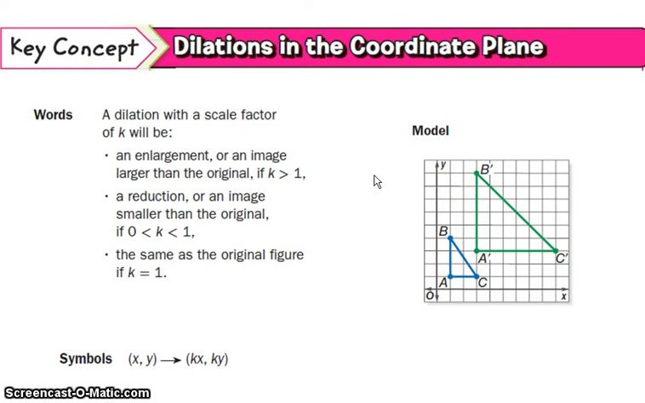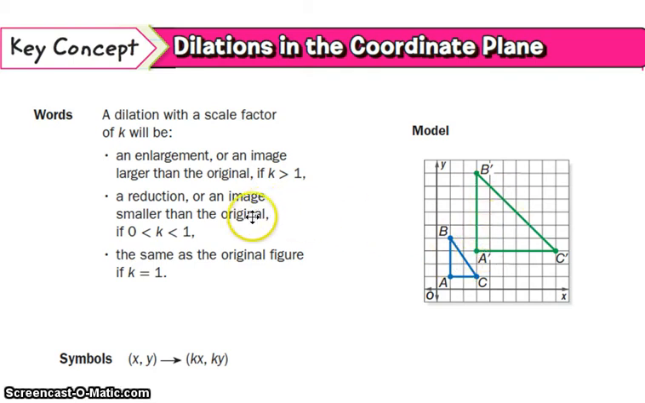So when they give you a specific scale factor, they will tell you what you have to do to make it bigger or make it smaller. They represent this scale factor by using the letter K. So an enlargement happens when your K, or your scale factor, is greater than 1. So if your scale factor is 2, 3, 4, 5, and so on, you're going to get a bigger image.